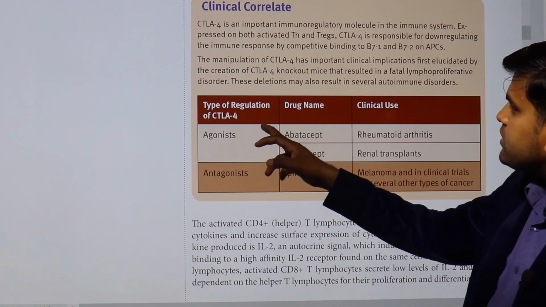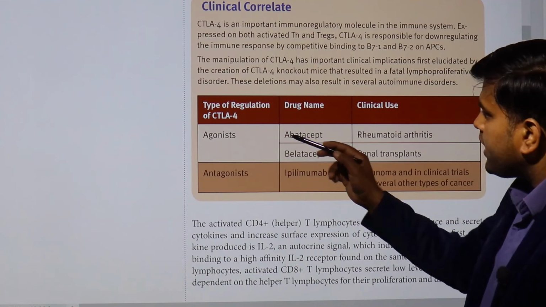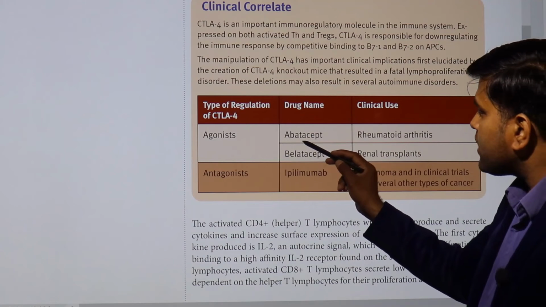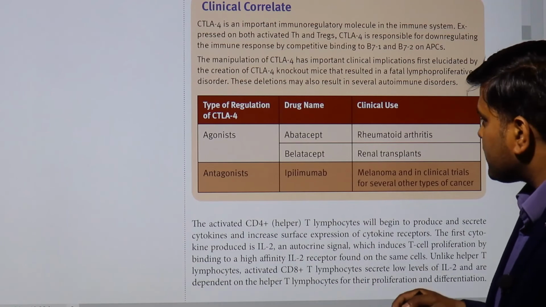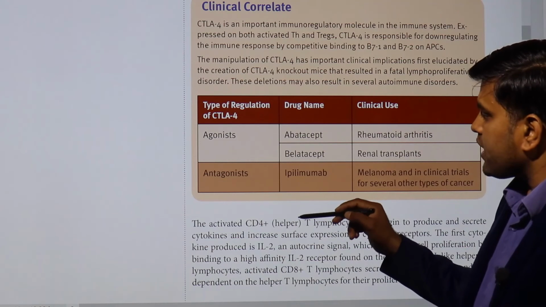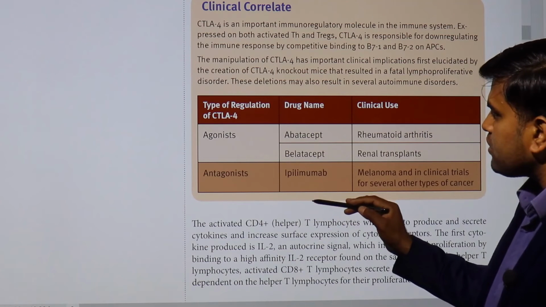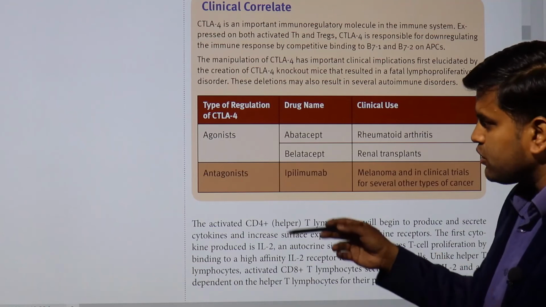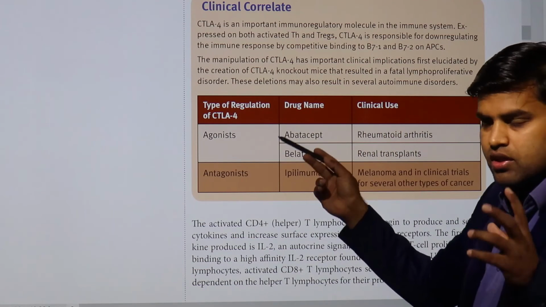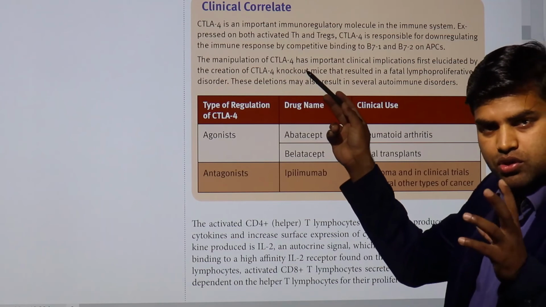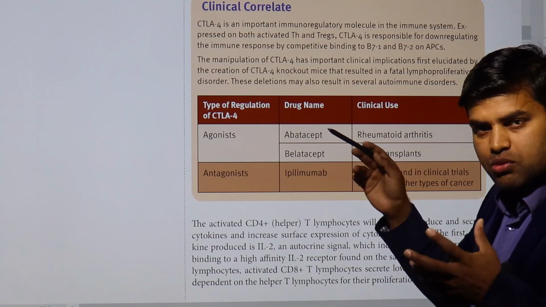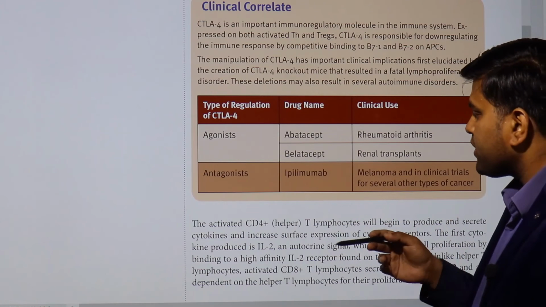Now, types of regulation of CTLA4: agonist and antagonist, drug names and clinical use. Agonists can be used, such as etanercept and belatacept, for rheumatoid arthritis and renal transplant patients. The antagonist can be used to activate your immune system. The agonist will bind to this, and there will be immune suppression, down regulation. The antagonist will bind to this, and your immune system will not be down regulated, it will actually be increased.